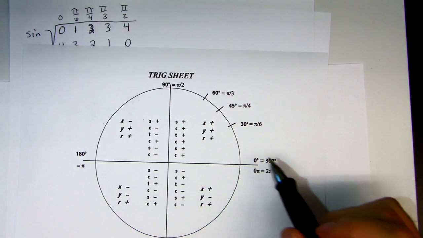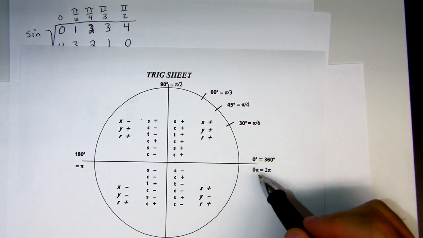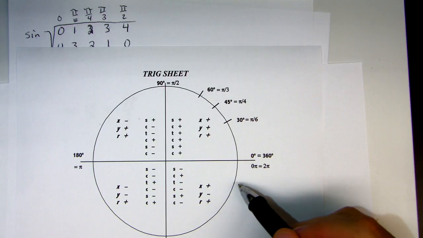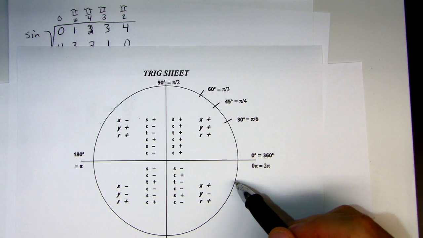If I'm looking for, let's say, 11 pi over 6, well, 12 pi over 6 would be here, so then 11 pi over 6 would be just a little bit short of that. That'd be back here in quadrant 4.